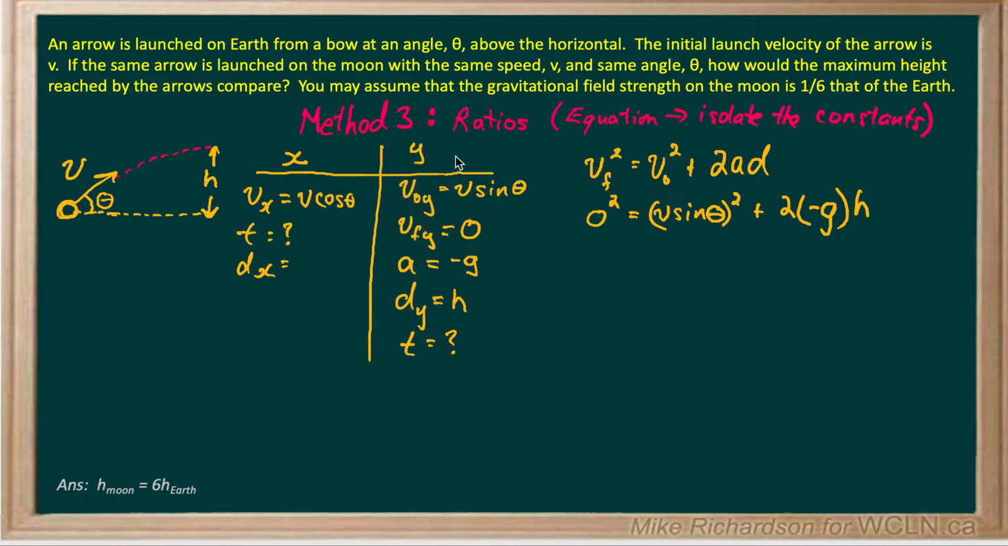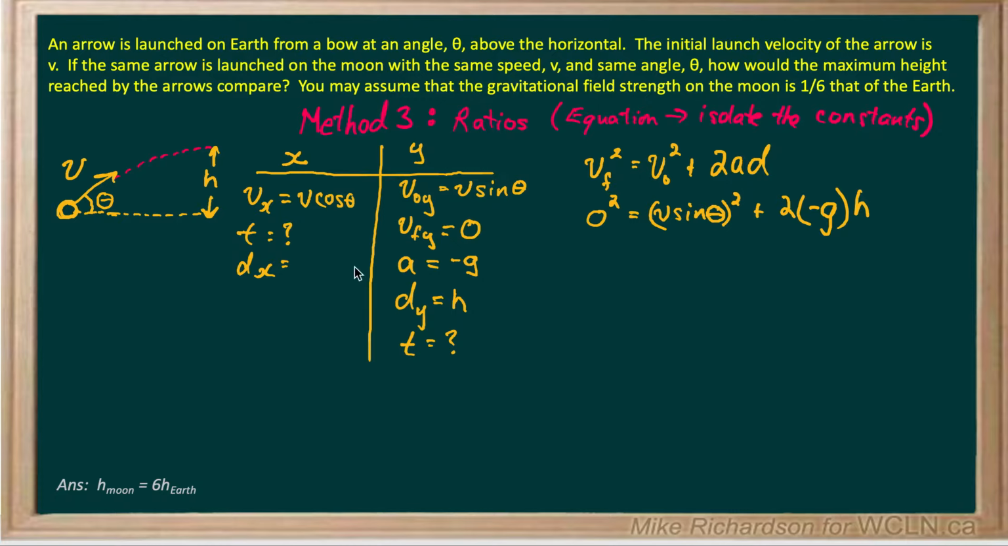So as usual, I set it up in my x and y direction. Vx is just v cos theta according to my picture here, right? The x will be the cos. V initial in the y is v sine theta. The final velocity right at the peak in the y is 0. That's what defines the maximum height. And we're going to say my acceleration is negative g, which is true on the Earth and on the moon. They just have different g values. And we're looking for h.